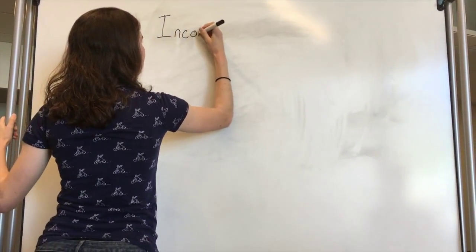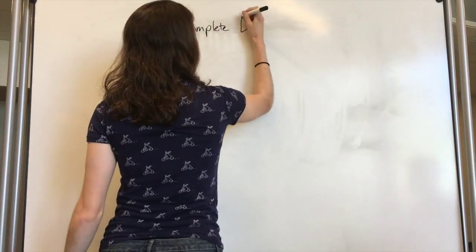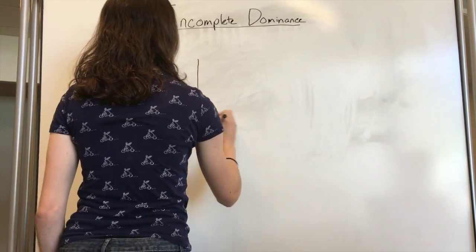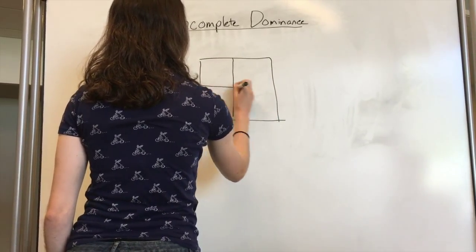Another example of a non-Mendelian inheritance pattern is incomplete dominance. This is where a heterozygote of a species possesses a phenotype somewhere in between the phenotypes of the two homozygotes, because neither trait is fully dominant.